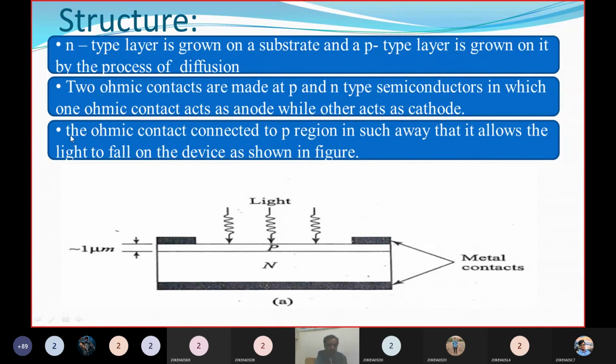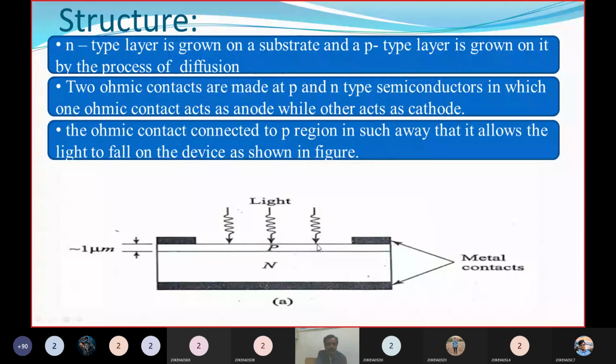Now coming to the next point: the ohmic contact connected to the P region is in such a way that it allows the light to fall on the device. In the P region, the ohmic contacts are connected only on the edges, so there will be a gap. That gap we will call the window. Through that window, light will enter into the diode, or be incident on the diode.